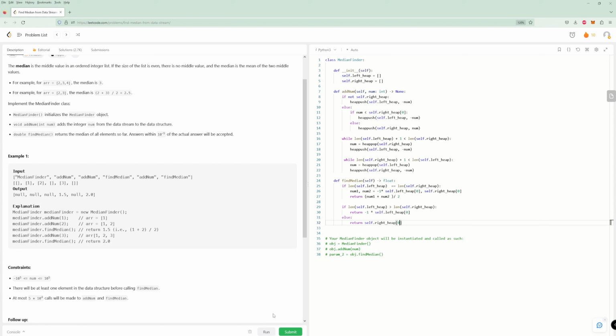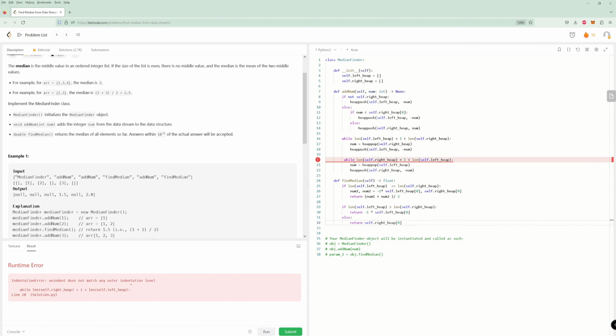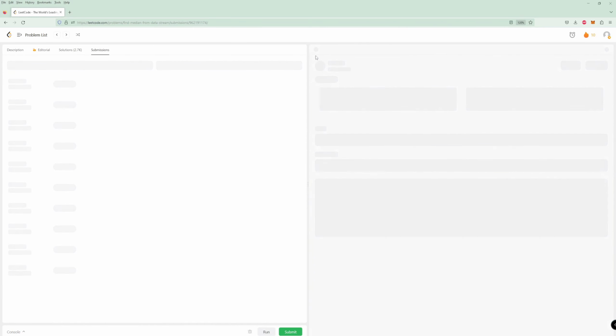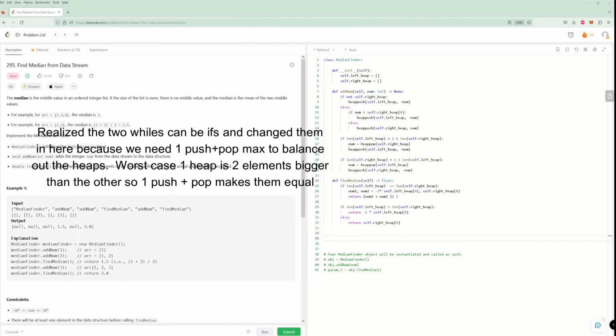Okay, let's try that. All right, cool. See if that worked. Yep, nice. Okay, so let's think about the time and space complexity here.